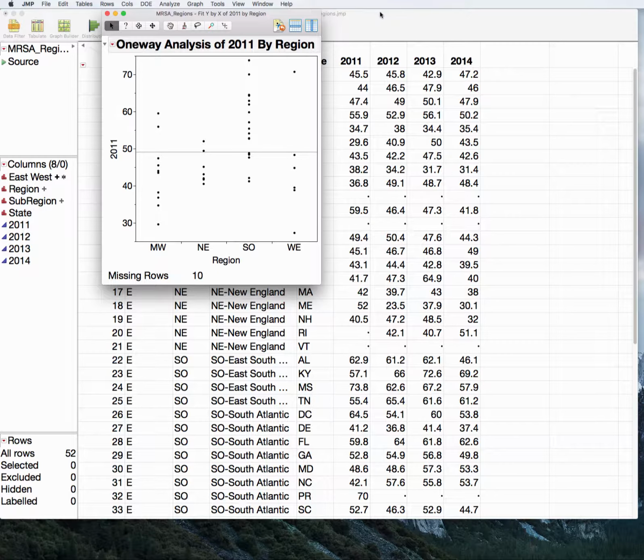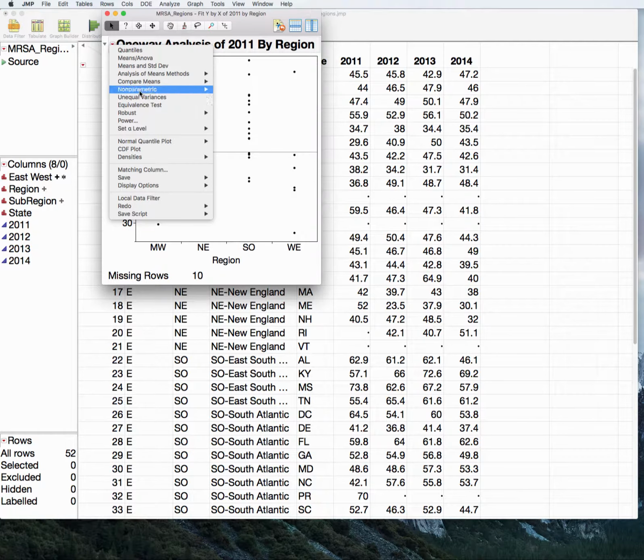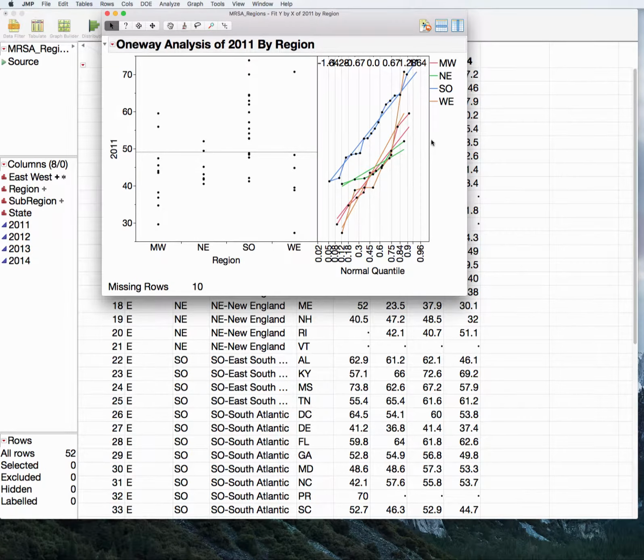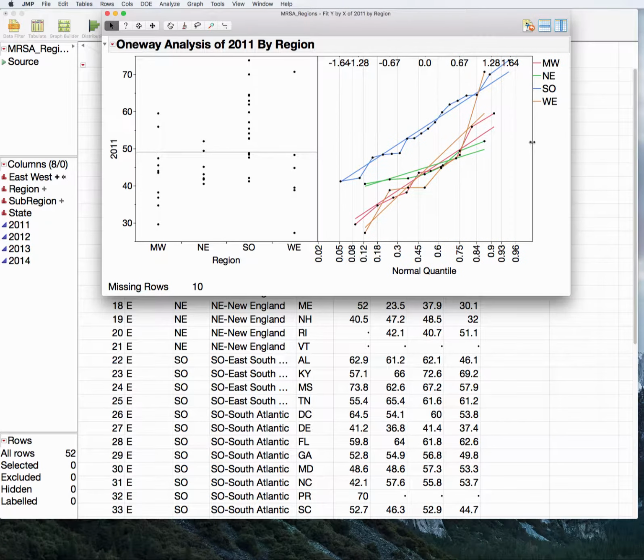The basic ANOVA assumes normality and equal variance. To assess that assumption, under the red arrow, under normal quantile plots, plot actual by quantile. Make this just a little bit larger here. We're looking for the same thing that we looked for in the normal quantile plot for a single mean. We want the dots to follow the straight line.